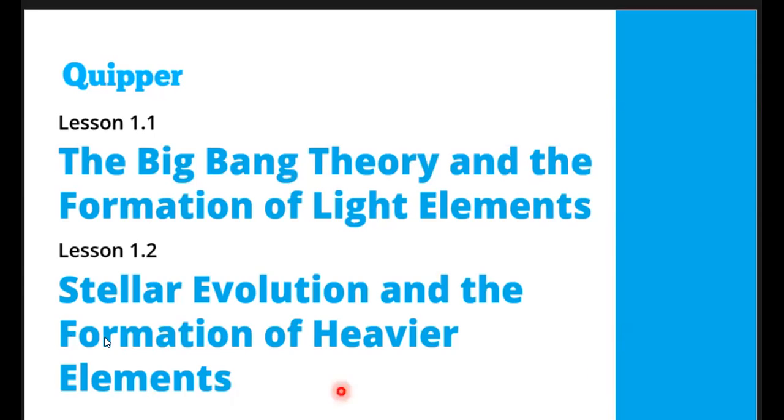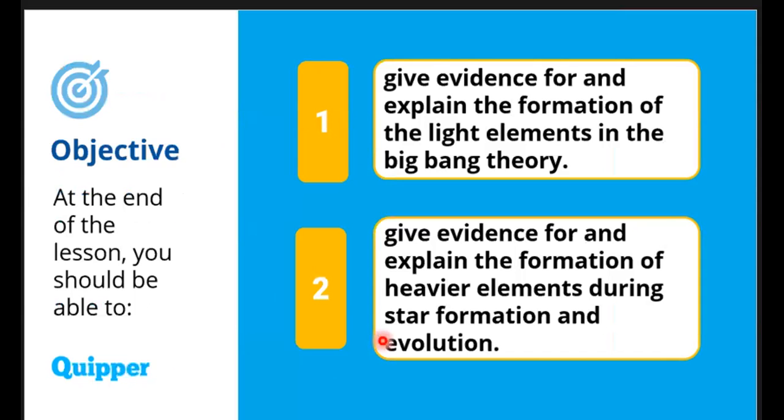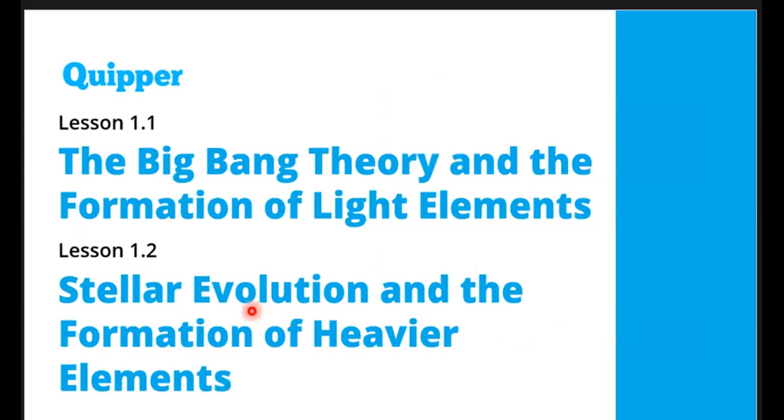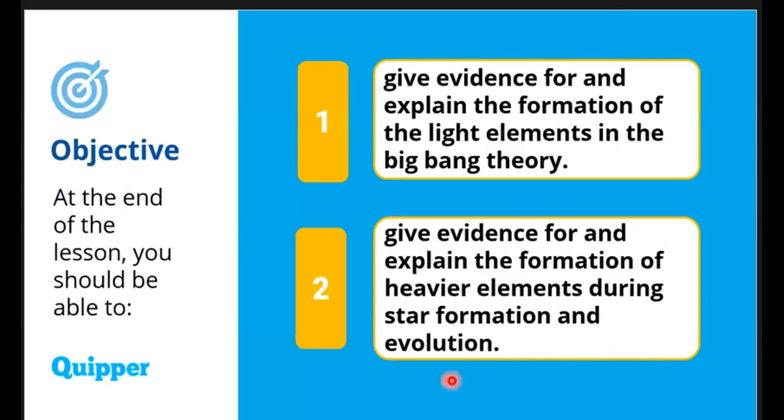With these two topics, at the end of this lesson, you would be able to give evidence and explain the formation of the light elements in the Big Bang Theory, and also give evidence for and explain the formation of heavier elements during star formation and evolution. By the way, when we talk about stellar evolution, we are talking about how stars form. These are the things that we will be discussing this morning.